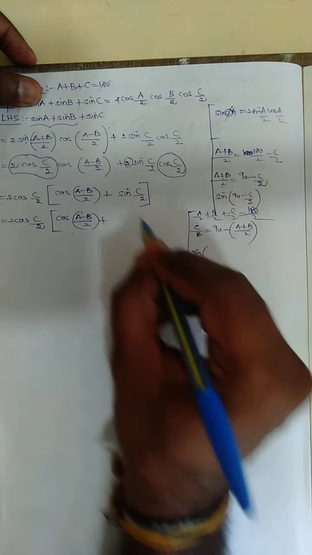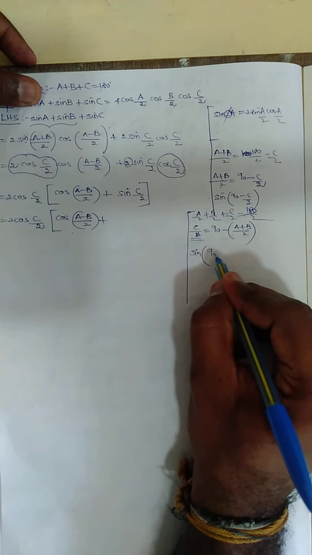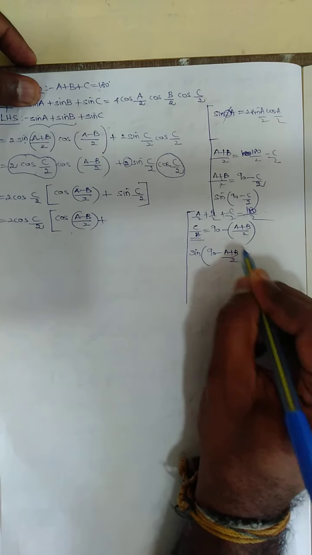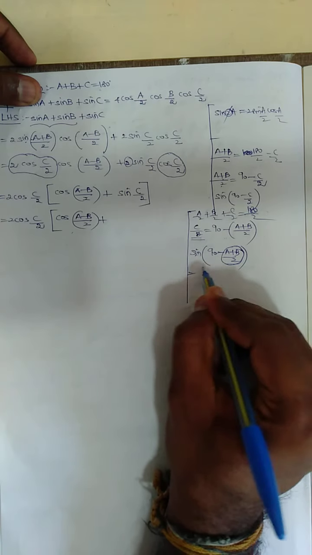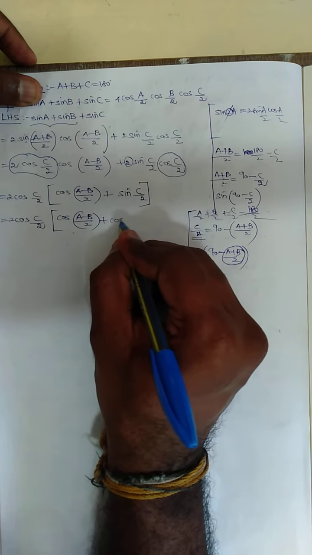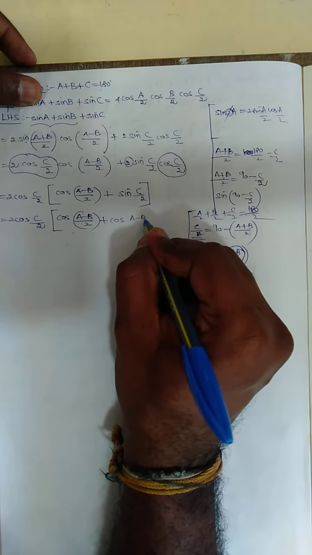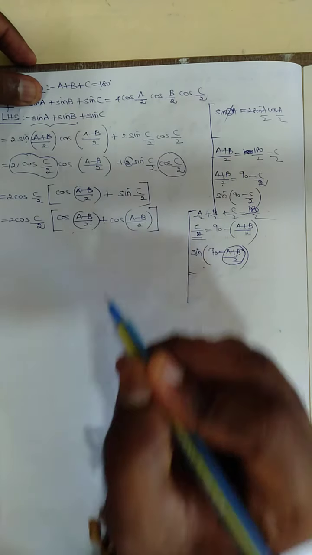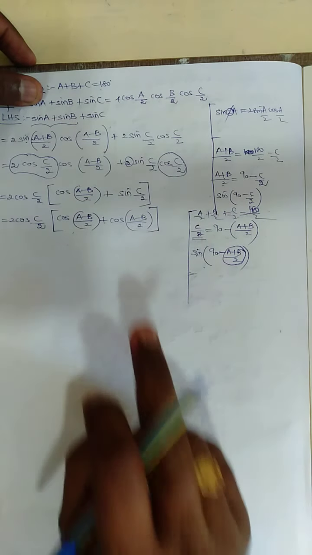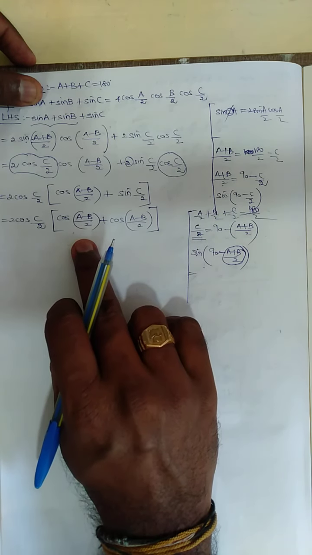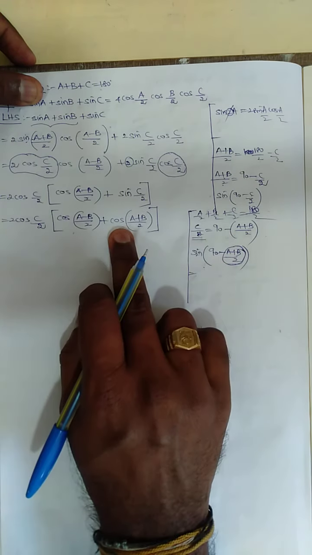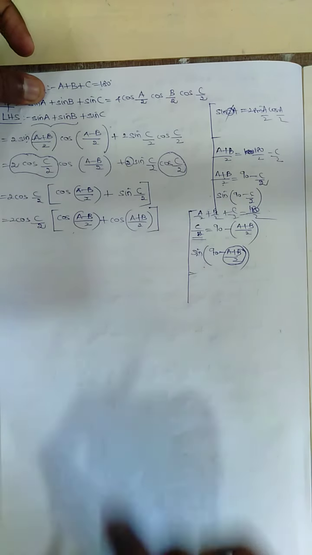So sin c by 2, what is c by 2? 90 minus (a plus b) by 2. Sin 90 minus theta is cos theta. So cos (a plus b) by 2, and cos (a minus b) by 2. So what is the formula? Sorry, this is plus: cos (a plus b) by 2 and cos (a minus b) by 2.